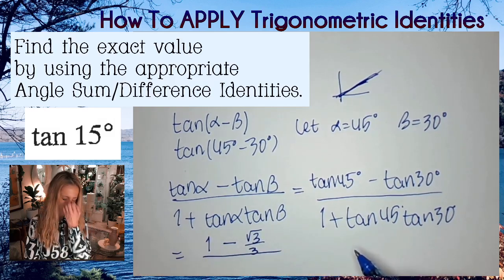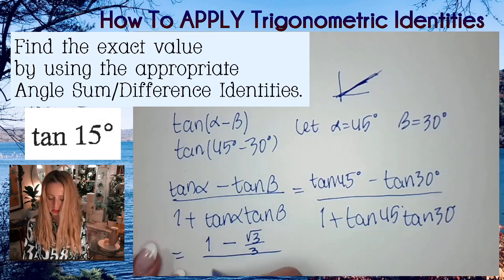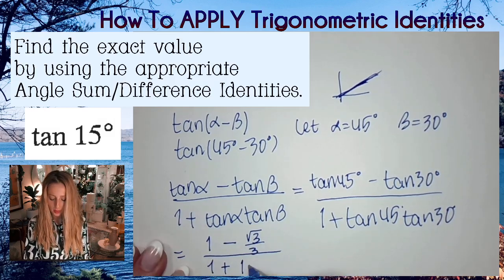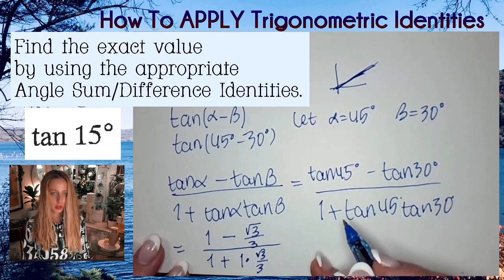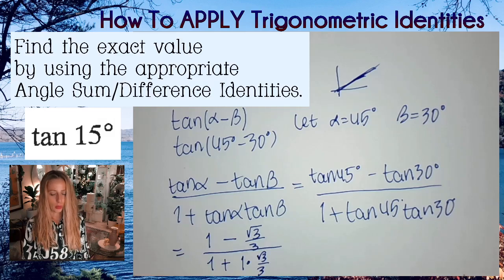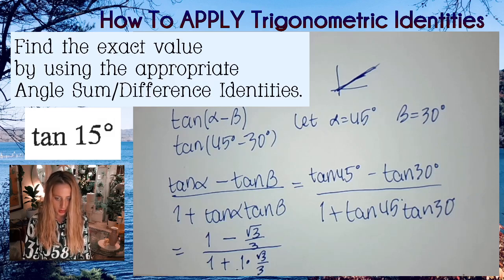Over, now here, the messes I saw. 1 plus, people are writing 1 times root 3 over 3, and that's very beautiful. But then they're doing 1 plus 1 is 2 or something like that. What on earth, what planet are you on? Order of operations. You made it this far. Come on, kids. Let's get it right. Multiply first. 1 times root 3 over 3 is root 3 over 3.